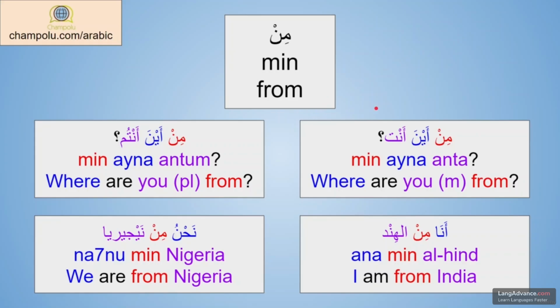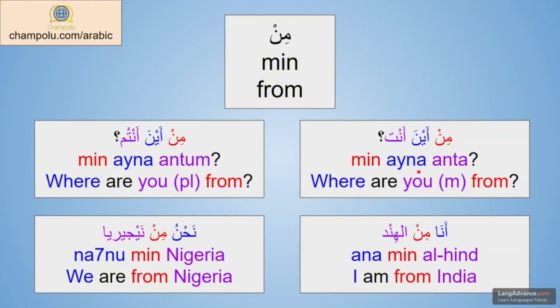Let's take some examples for using the preposition min, which means from. So a very common question is, where are you from? Addressing a male person. In this case, we say من أين أنت. So min here is from, and أين is the question word, which we'll be discussing later. And then أنت, which means you, male. So where are you from?